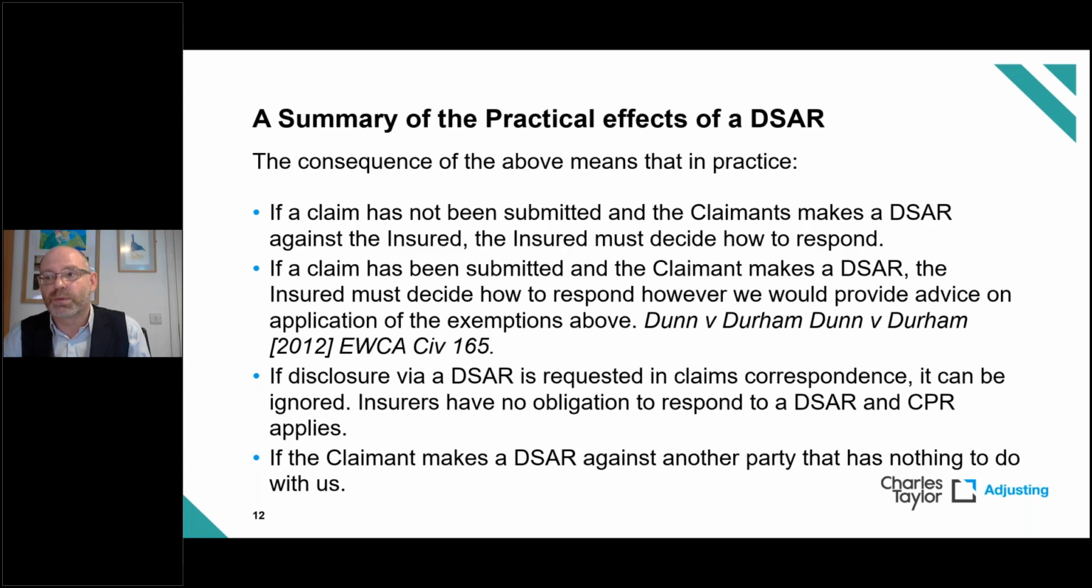And in many cases, we would refer to Dunn v Durham and the Court of Appeal decision and say, well, claim's been issued, it's a CPR matter now, it should go through normal processes of pre-action disclosure, allow that to be followed. If disclosure via a DSAR is requested in claims correspondence, i.e. the GDPR Data Protection Act is referred directly to insurers, it can be ignored because DSARs can only be made against the company who actually hold on to the information.